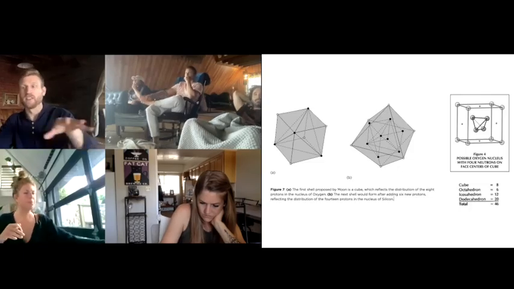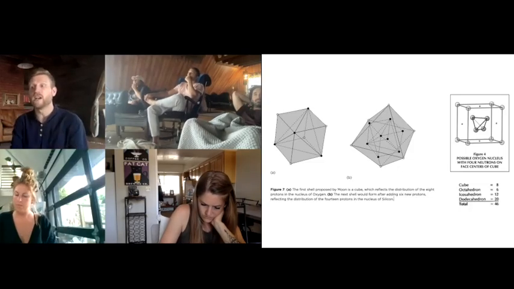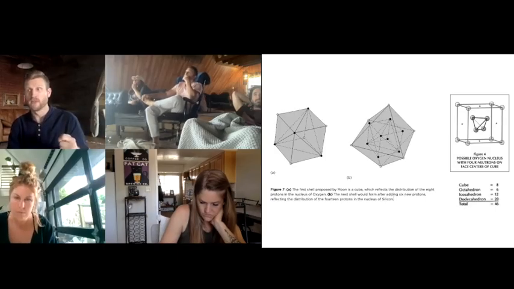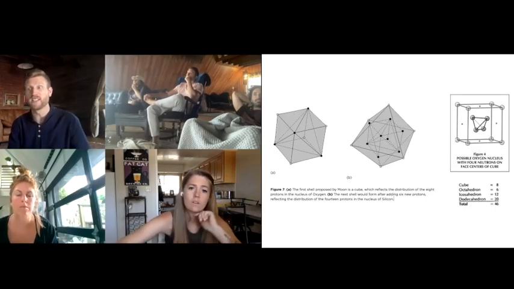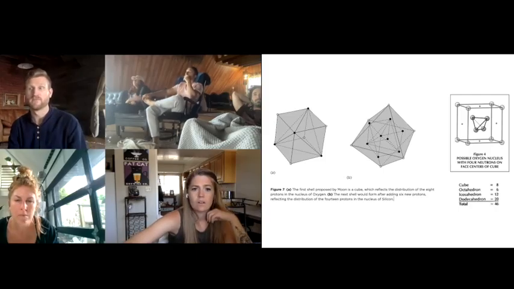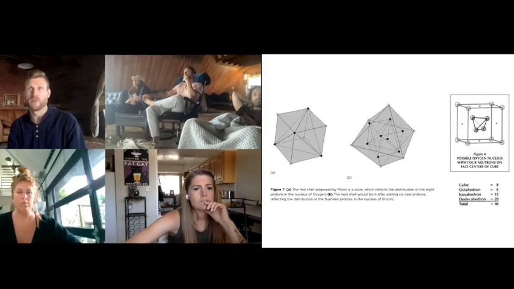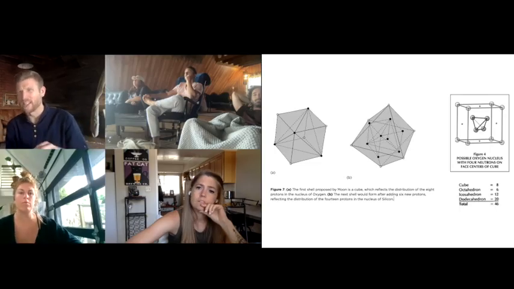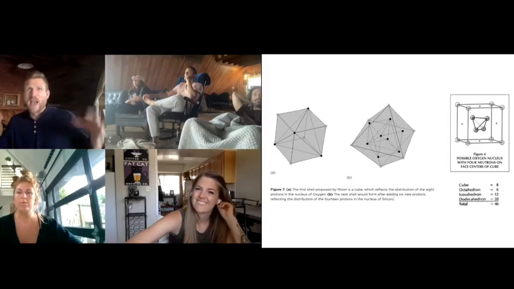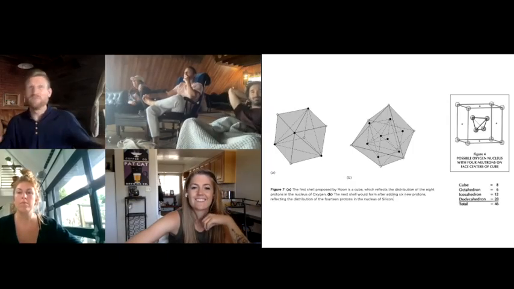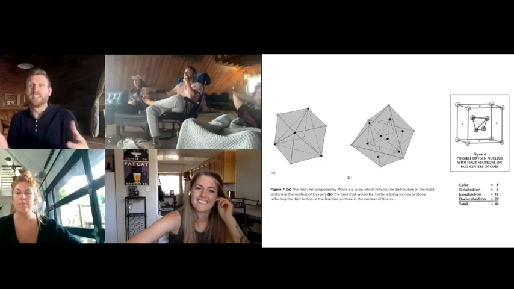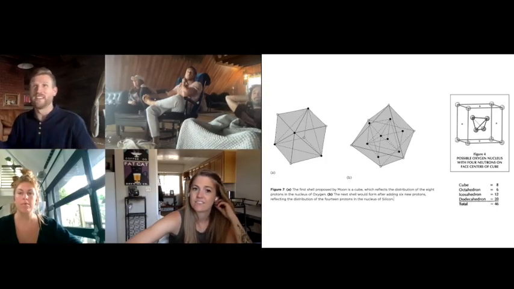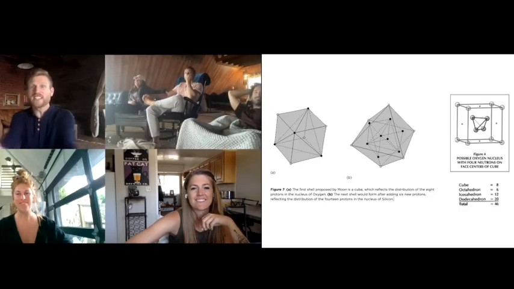So here on the left, we see the first shell proposed by Moon is a cube, which reflects the distribution of 8 protons in the nucleus of oxygen. Now, oxygen is, I think, the most prevalent element on Earth. We'll get to that in my notes. Again, not a big science guy. Math is not my strong suit. Myth and metaphor, right? This is right at the edge of where I wish I could go back to AP chemistry with this information.